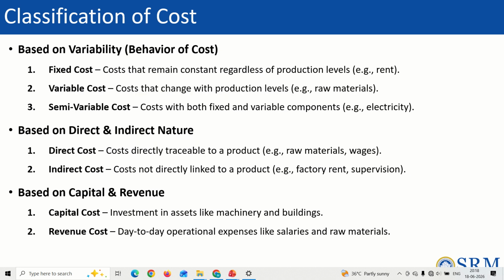Continuing with the classification of cost, additionally we can classify cost by the traceability and accounting nature. So direct versus indirect. Direct cost can be traceably linked to a specific product, like raw materials or direct operator wages. Indirect costs cannot be directly linked, such as factory rent or general supervisor salaries. Then capital versus revenue. Capital costs represent long-term investment in assets like machinery and buildings, while revenue costs represent the day-to-day operational expenses needed to keep the facility running.